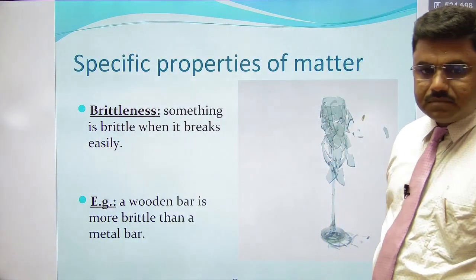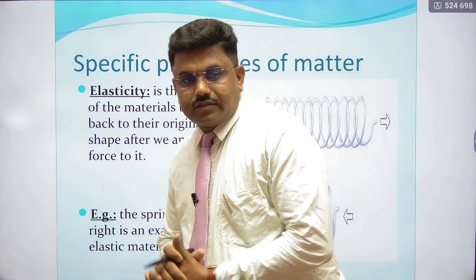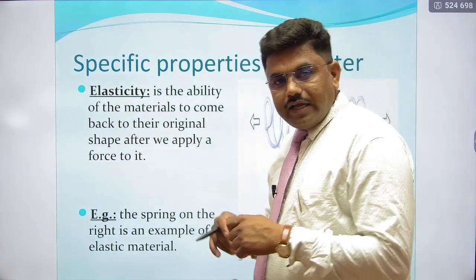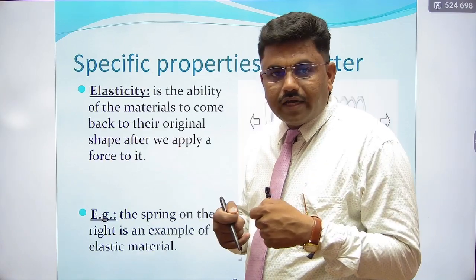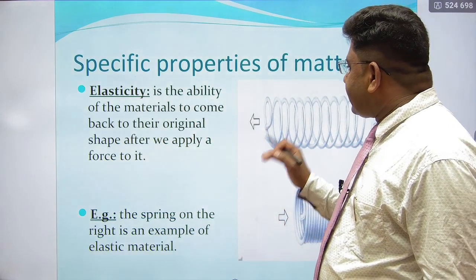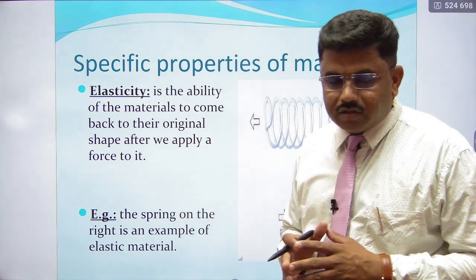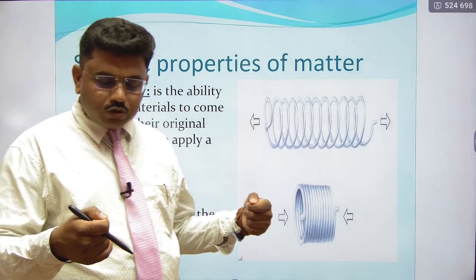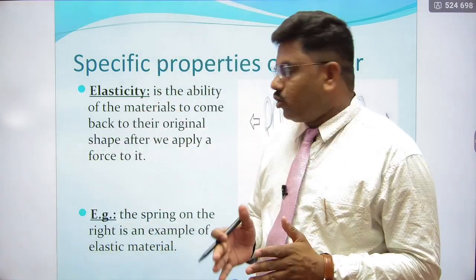Next, the next property is elasticity. What is the next property of matter? That is elasticity. For example, when you stretch an elastic, it comes back to its original position. It is the ability of matter or materials to come back to their original shape after we apply force on it. When I push the rubber with both hands and then let it go, it comes back to the original position.